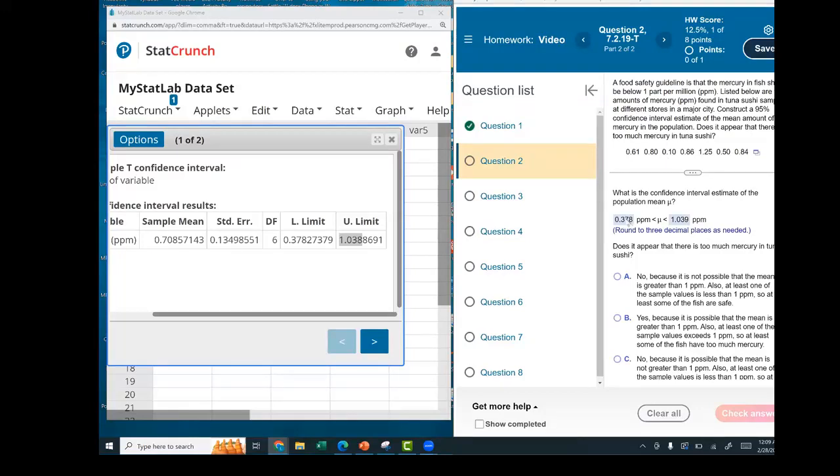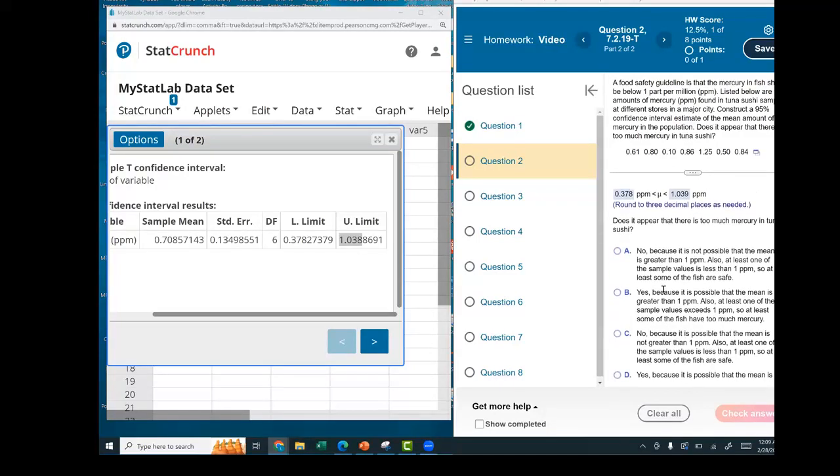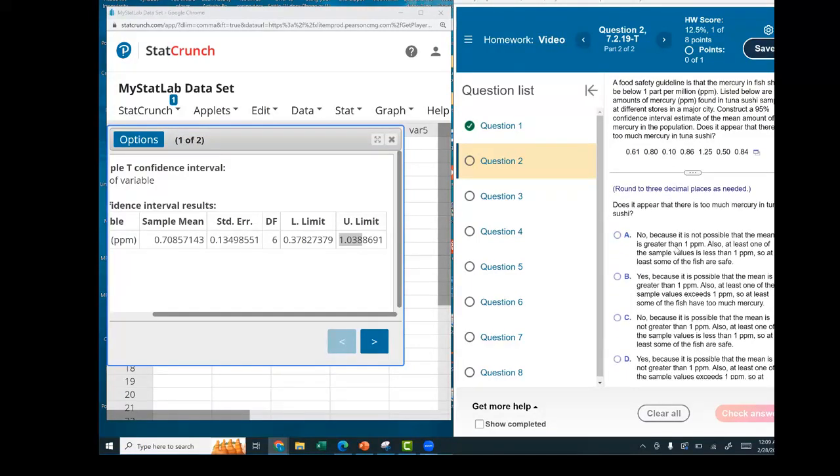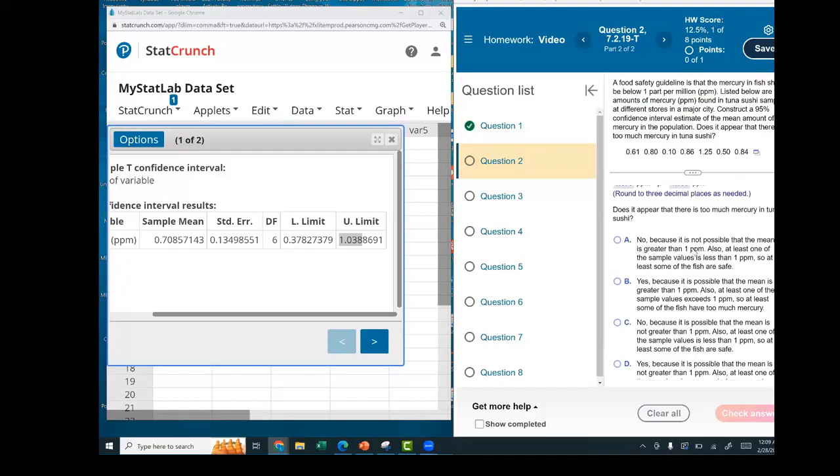0.10 is below here. It's an outlier as well. So, no, because it is not possible that the mean is greater than 1 part per million. Well, there's the mean. That's not true. Yes, because it is possible that the mean is greater than 1 part per million.